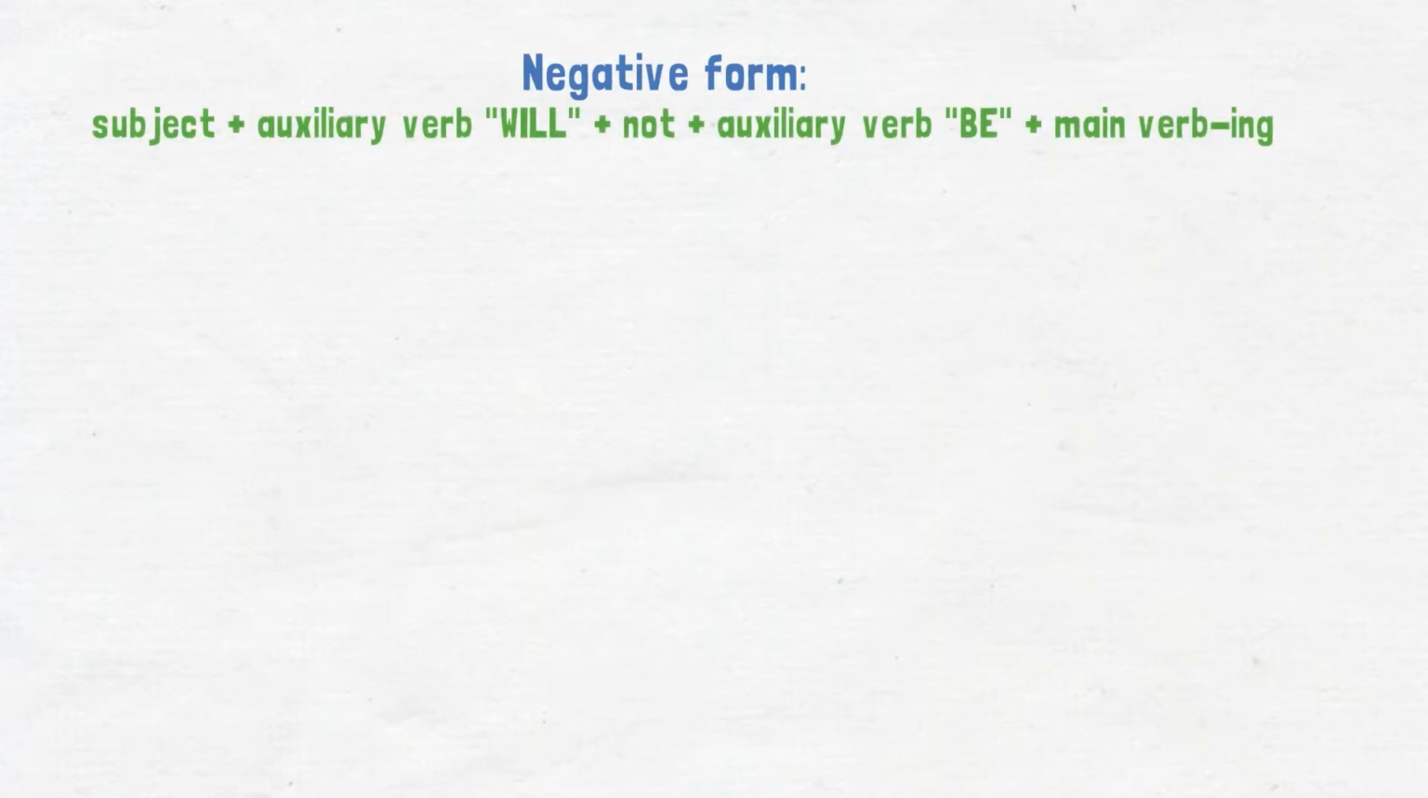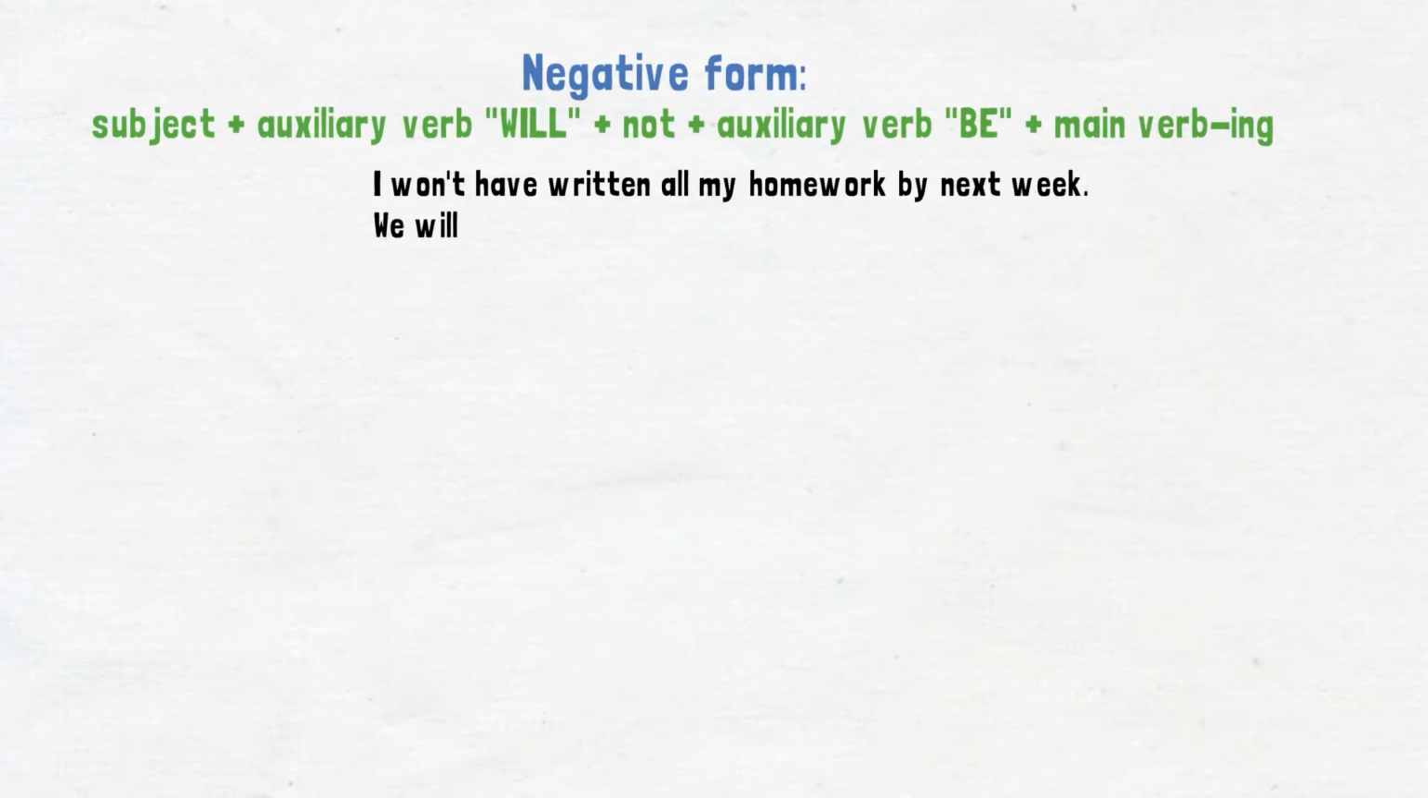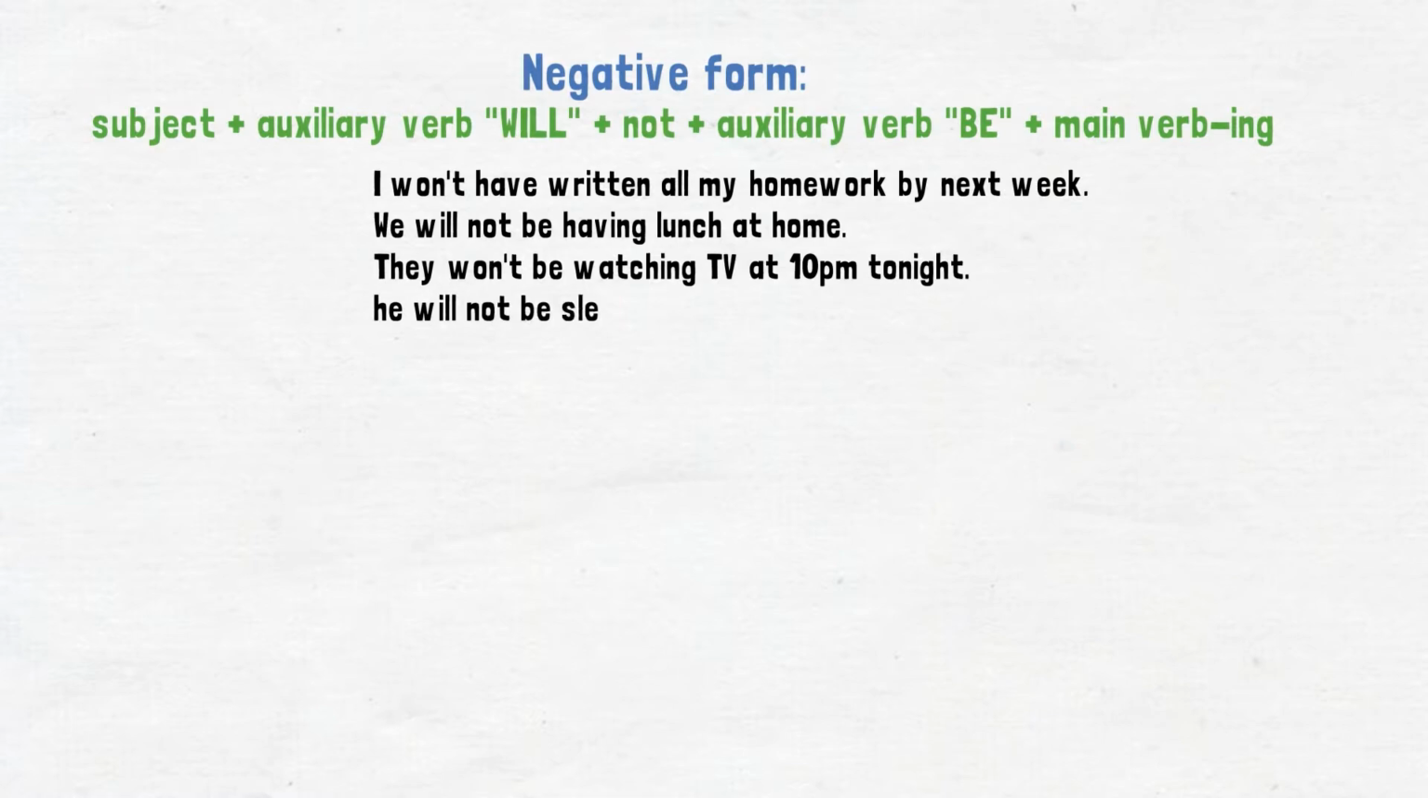For negative sentences in the future continuous tense, we insert not between will and be. For example, I won't have written all my homework by next week. We will not be having lunch at home. They won't be watching TV at 10 p.m. tonight. He will not be sleeping when you telephone her.